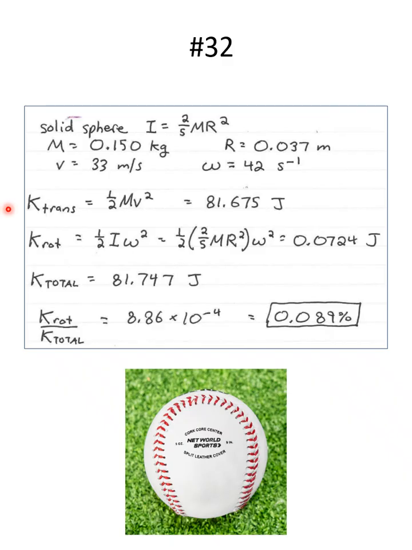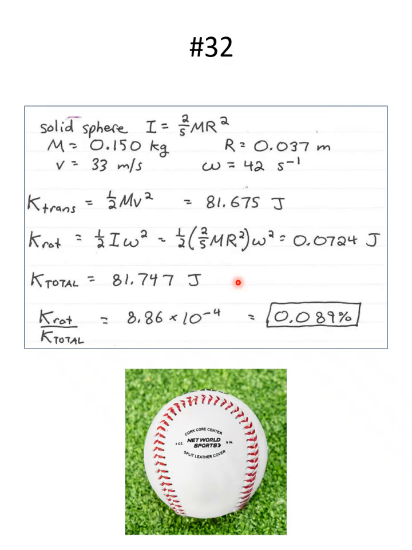So we plug in all the given values, we get 81.675 joules. The rotational kinetic energy is 1/2 I omega squared. And we're going to substitute in for I, 2/5 mr squared, plug in all those values, and you get 0.0724 joules. When you add up those kinetic energies, you get 81.747 joules.